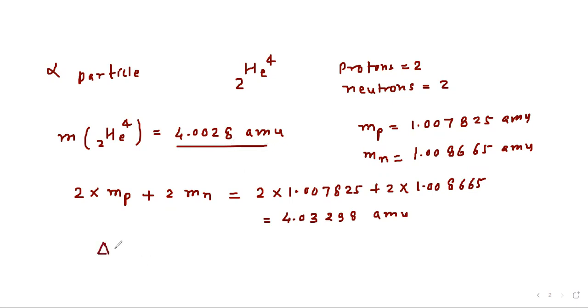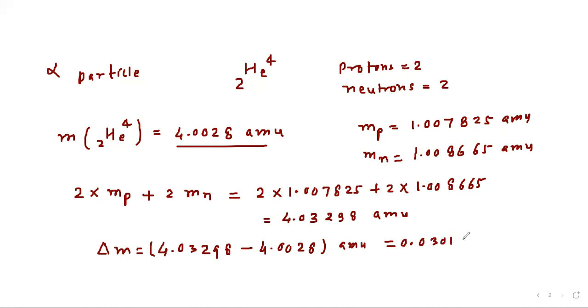So the mass defect delta M will be the difference of the two, 4.03298 minus 4.0028 AMU. So this will be equal to 0.03018 AMU. Now we can find the binding energy. So the binding energy will be the mass defect in AMU times 931 million electron volts.